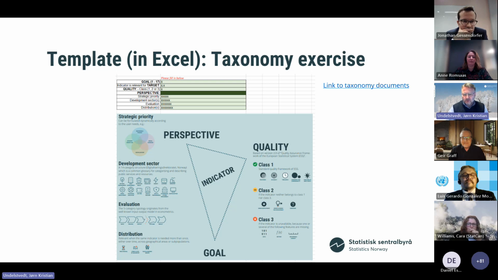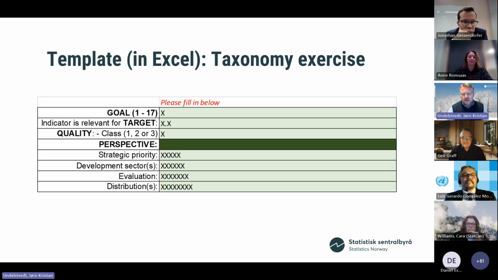We can take a close-up look at the so-called form for the taxonomy exercise. It is designed for entering something for each typology under the taxonomy's dimensions. Quite simple form, I would say.